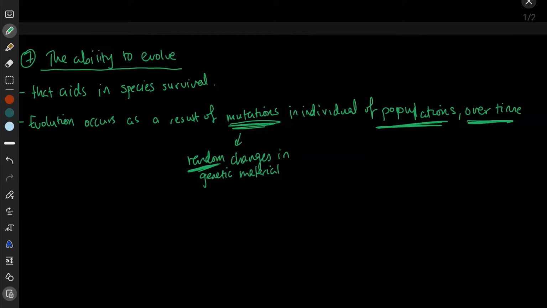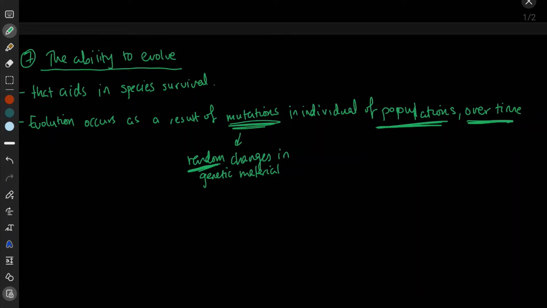So again, evolution occurs because of mutations, and mutations are random changes, which means that an individual cannot just choose to evolve one day, right? An organism can't just wake up one day and say, oh, you know what, I'm going to decide to evolve. It doesn't happen like that, because these changes in genetic material happen randomly. And so that's one thing.